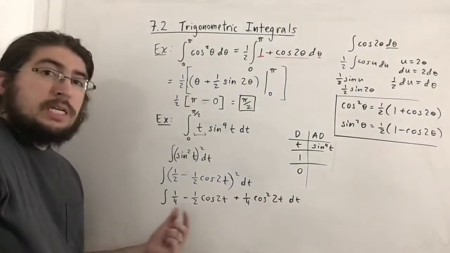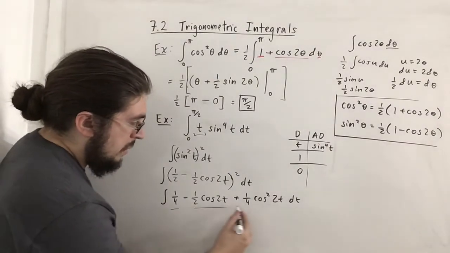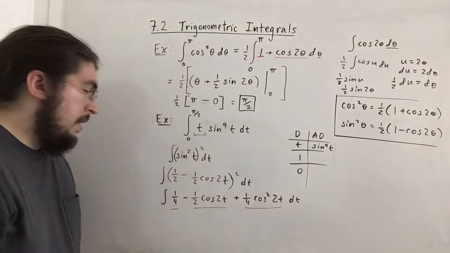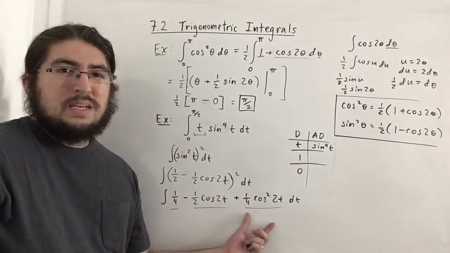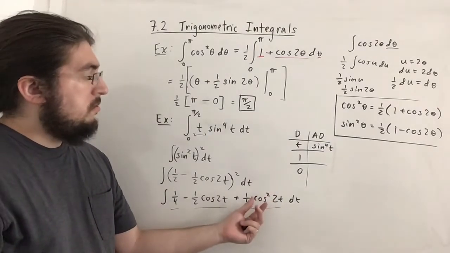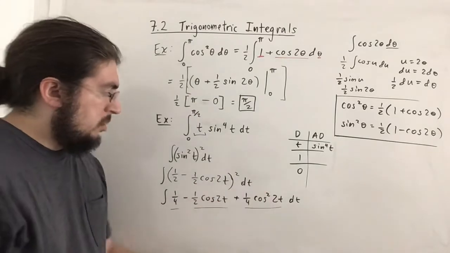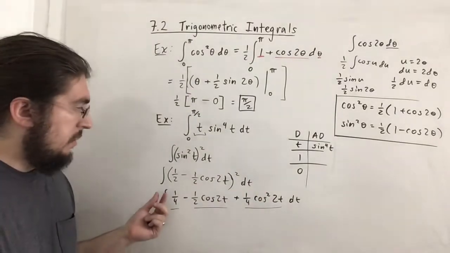Now, each of these terms can be dealt with individually in not too bad of a way, but this one is a little bit of a pain. But notice this is just an even power of cosine to the 2, and we actually did that already, kind of. So we'll get there shortly, but for right now, let's just kind of consider this.